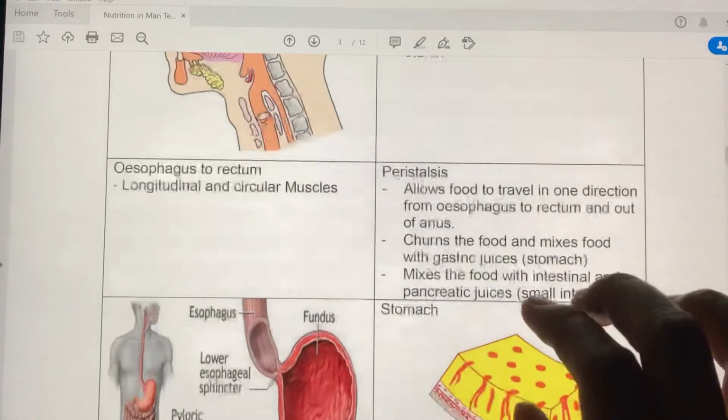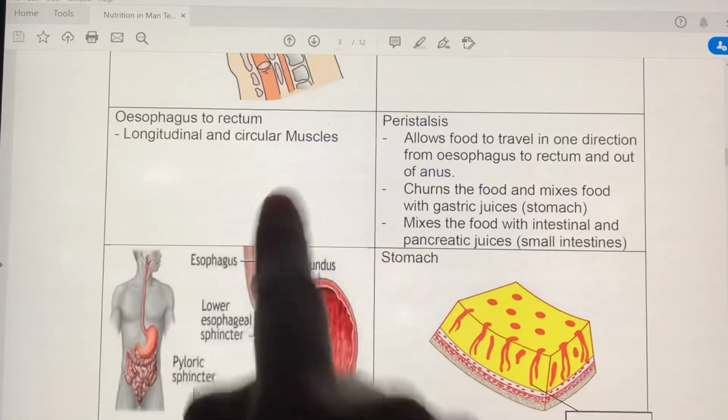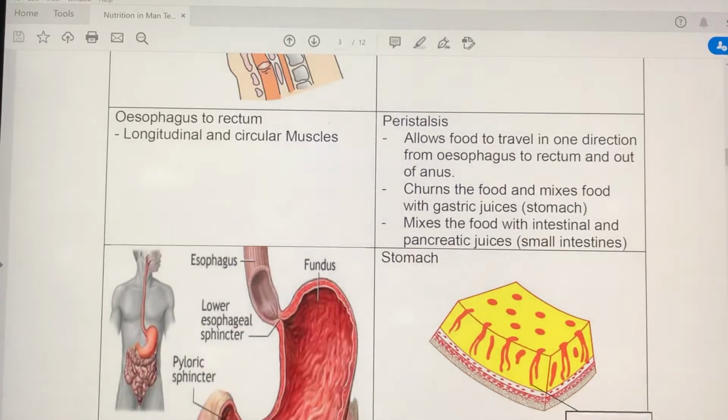When we swallow, the food goes into the esophagus, and the presence of food in the esophagus will increase the peristaltic movement from the esophagus to the rectum. This is because there are longitudinal and circular muscles which are contracting and relaxing without our own conscious control. This allows the food to travel in one direction from the esophagus to the rectum, so it's possible to eat upside down, but I will not recommend it.